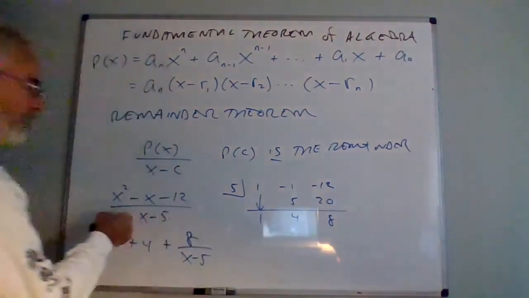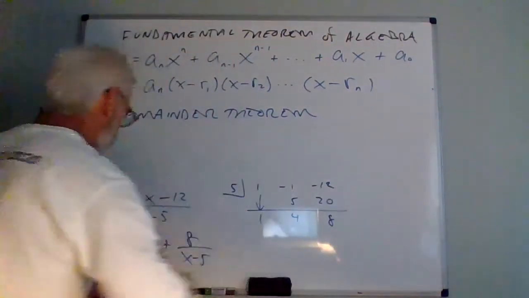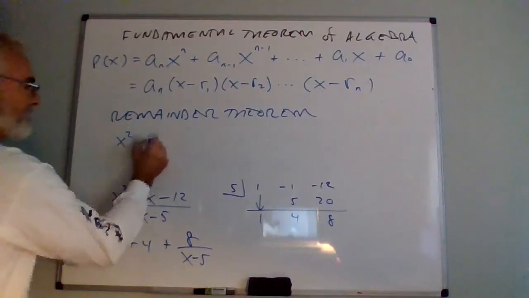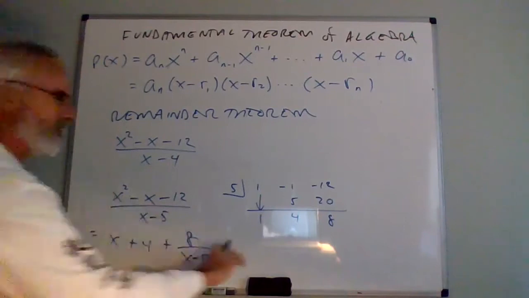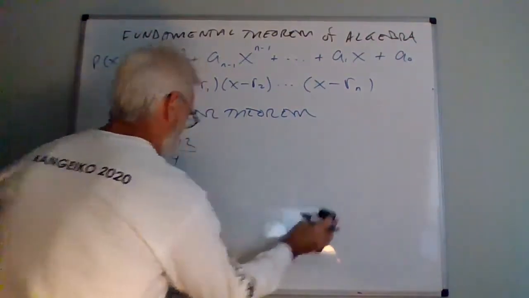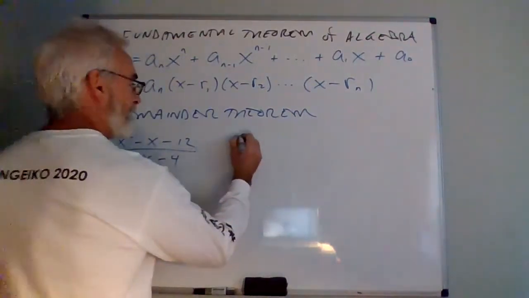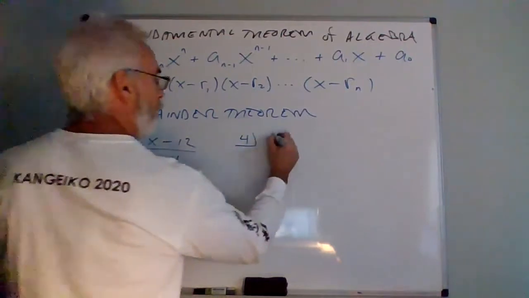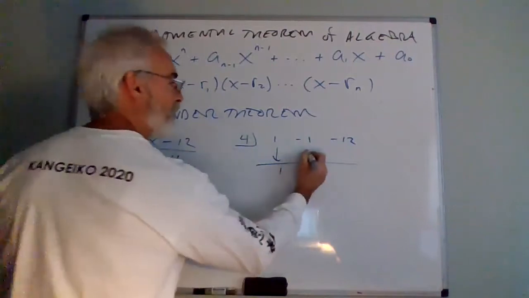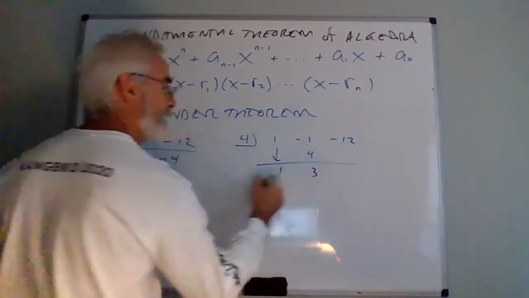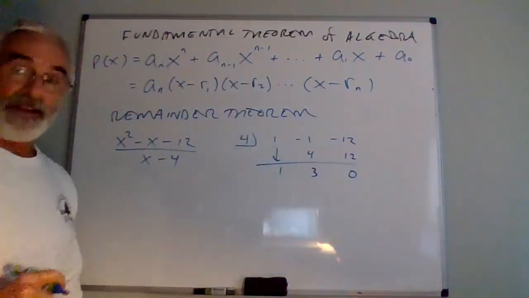So now let's do a similar problem, okay? Let's do one that we know is factorable. So now let's do X squared minus X minus 12 over X minus 4. Now, we already know this factors beautifully. So if we do the synthetic division now, we have 4, 1, -1, -12. So we bring down the 1. 4 times 1 is 4. -1 plus 4 is 3. 4 times 3 is 12. Aha! I got a remainder of 0.